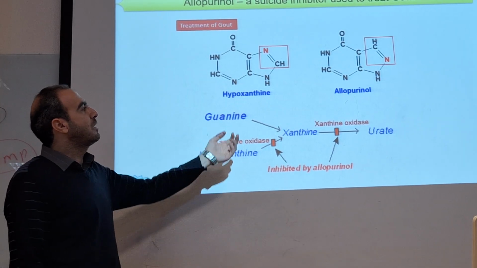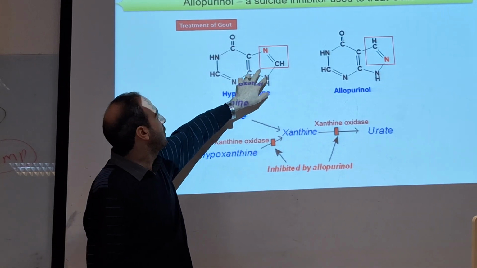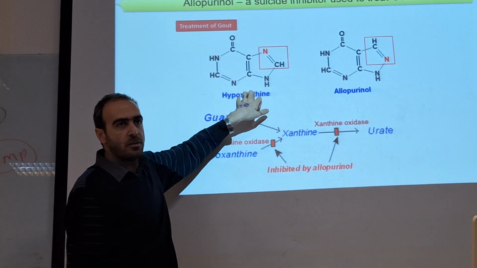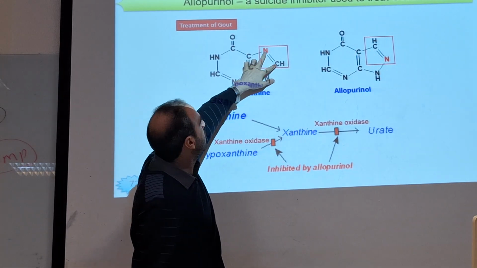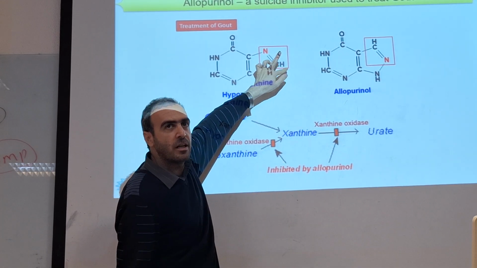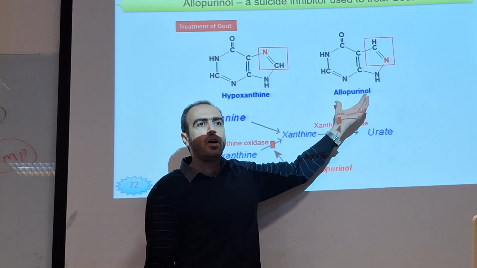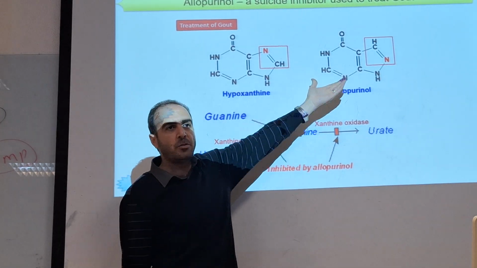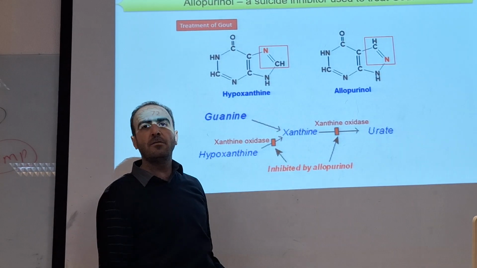The allopurinol structure, if you look at that, is similar to hypoxanthine, but by just swapping these two atoms, nitrogen and carbon, they create this molecule. If xanthine oxidase binds to this molecule, it is inhibited. It is a competitive inhibitor.